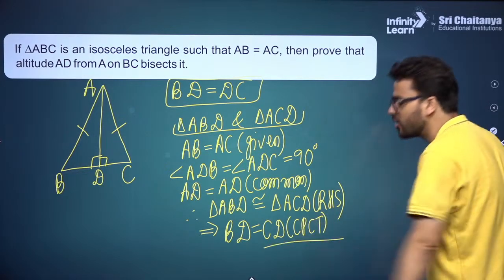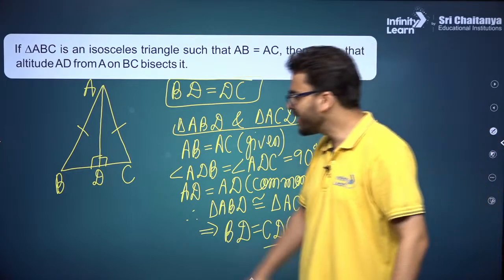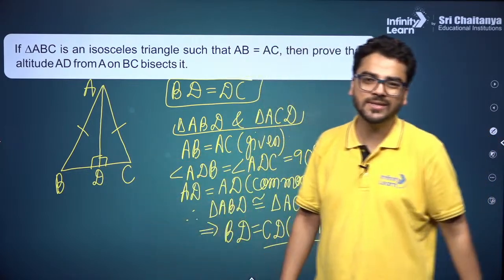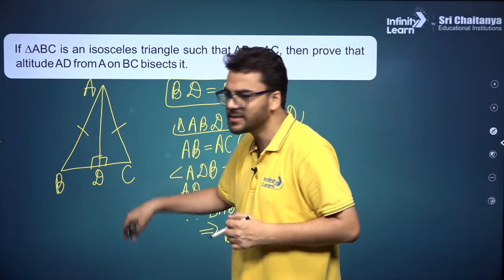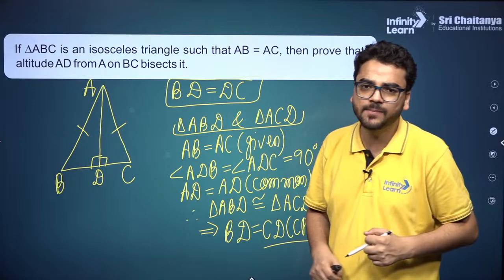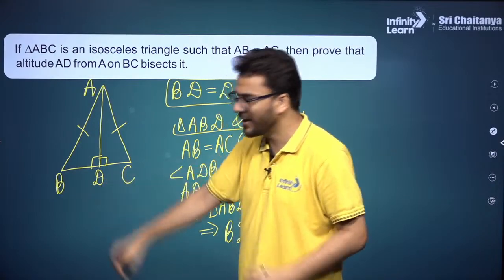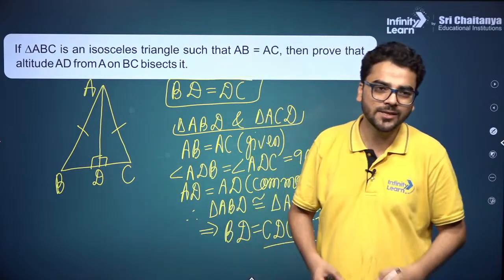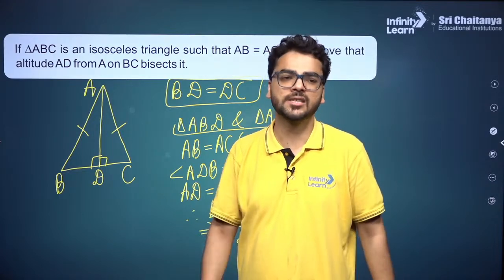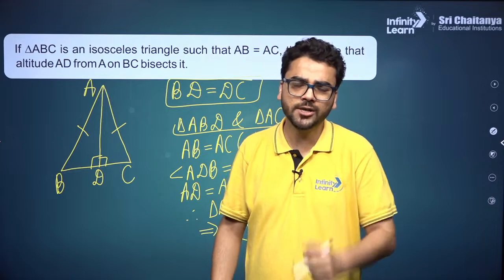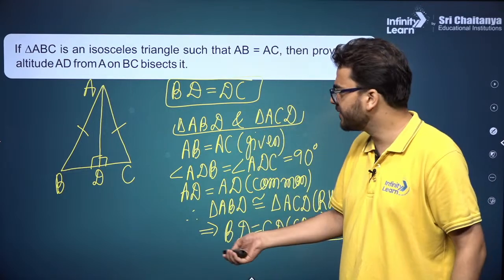I hope this is clear to every student in this session. If we have proved that BD is equal to CD, it is enough to prove that D is the midpoint of BC, or that AD is bisecting BC at point D. It's a very basic question on the basis of the RHS congruency criterion. So let's move on to do other questions as well.